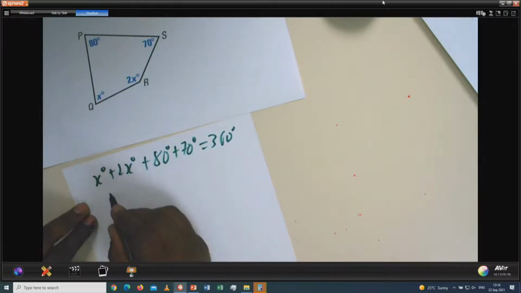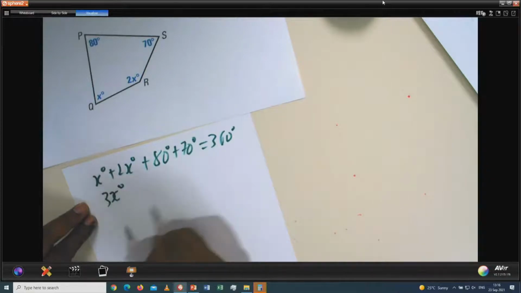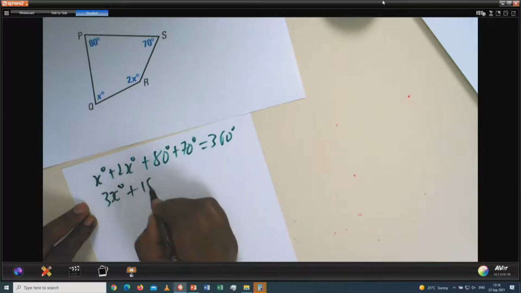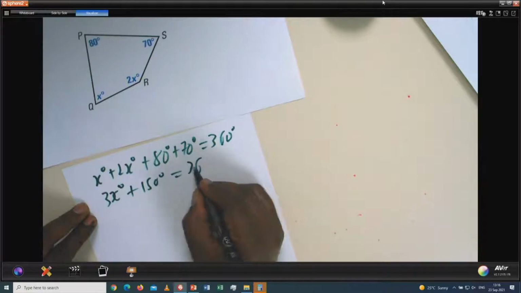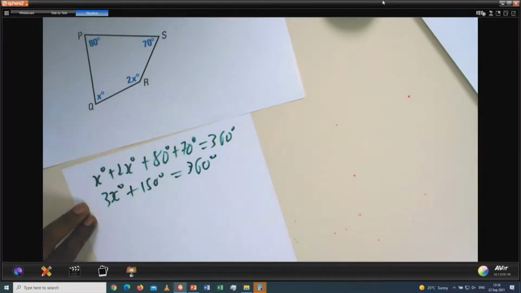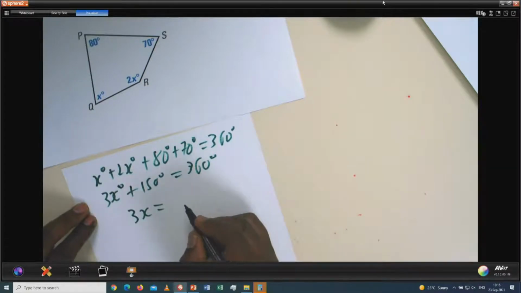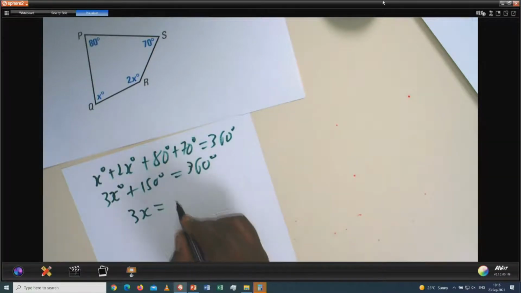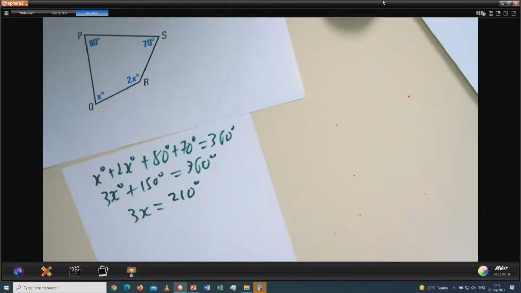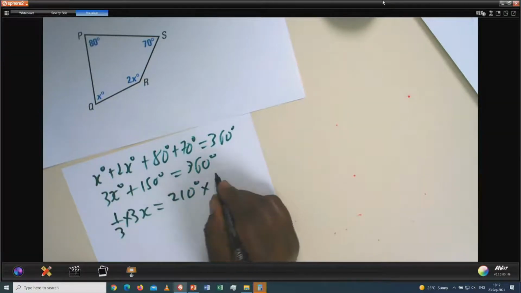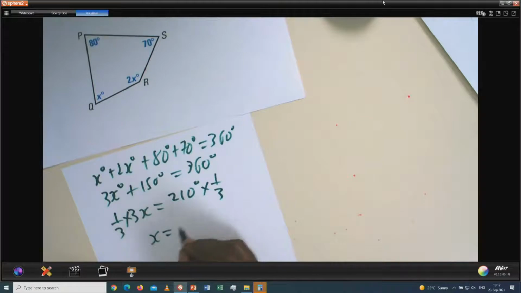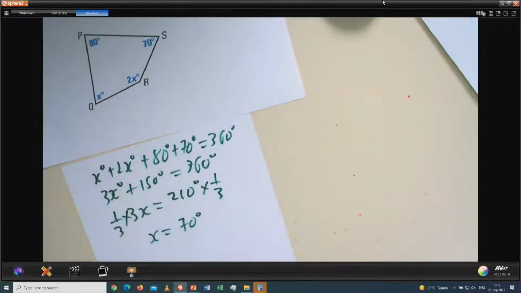1x and 2 axes, there are 3 of them. 80 plus 70 is your 150 equals 360. Okay, 3x equals 210. Is it 210? 210 degrees. Your inverse of 3 is 1 over 3. What you do on the left, you do on the right, which is 70 degrees. 70 degrees. Same. I'm giving you an approach.